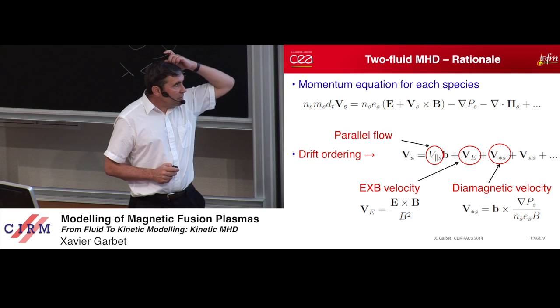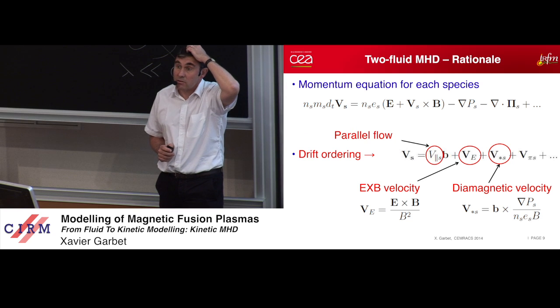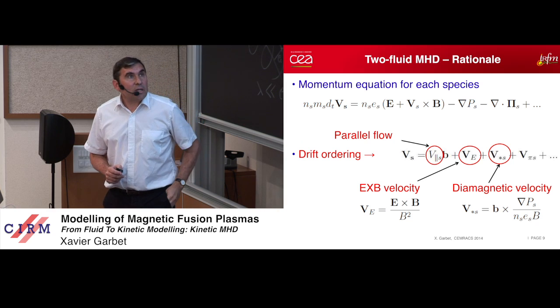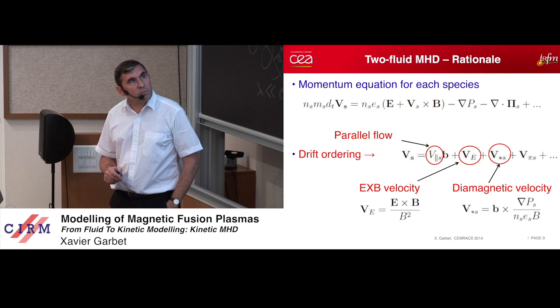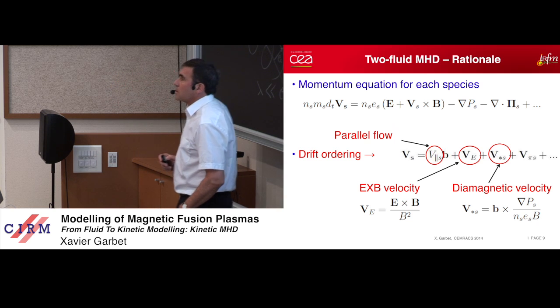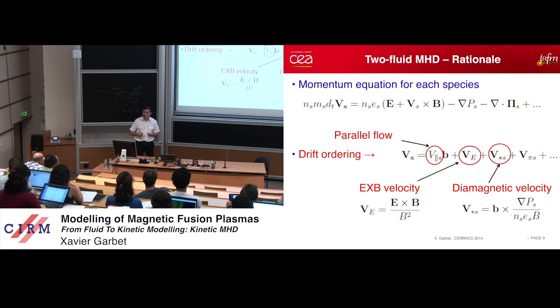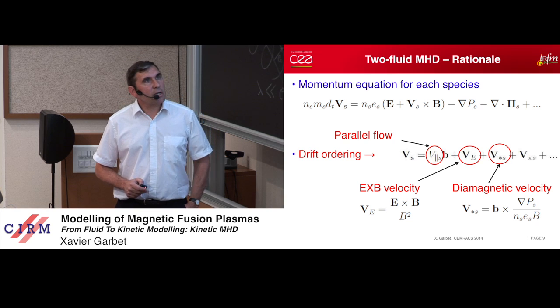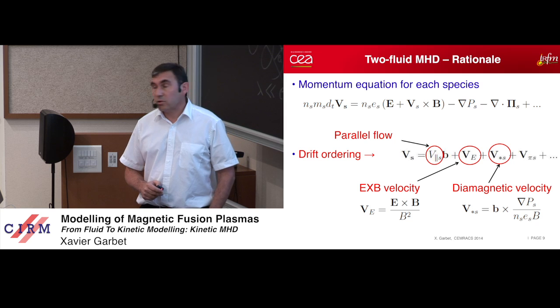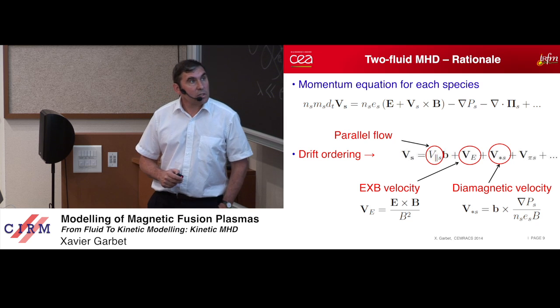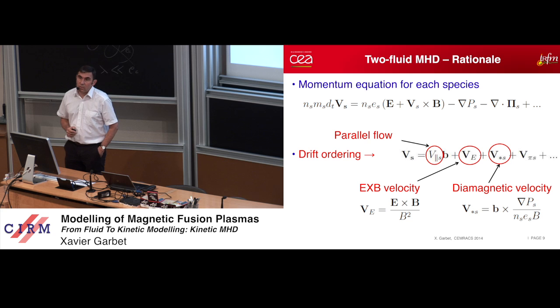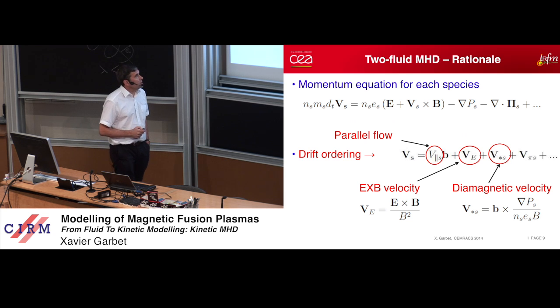Now, the question is, how do you define the MHD flow? Actually, there are several choices. One that is intuitive is to say that the E cross B flow, as you can see, does not depend on the charge number, nor on the density, so it's the same for all species. Whereas the diamagnetic velocity does depend on the charge number. For instance, electrons are not moving in the same direction as the ions. So it is tempting to choose an MHD flow, at least for the perpendicular part of it, equal to the E cross B flow. That's what I'm going to do in the following. But there are other choices.